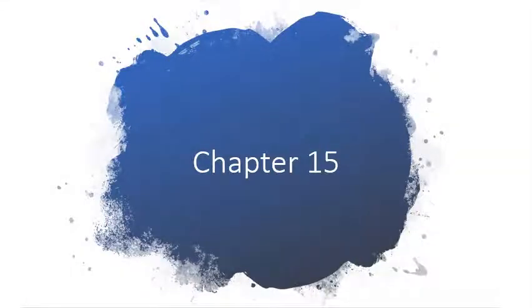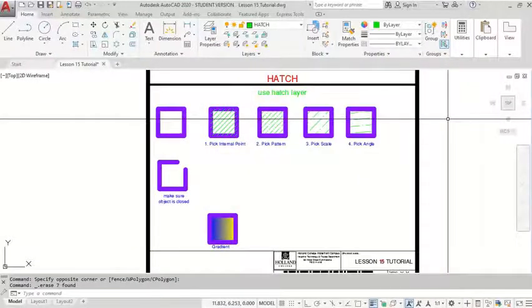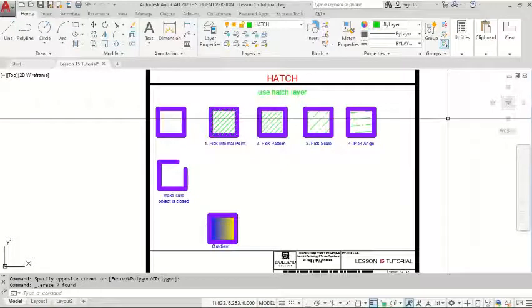This is the tutorial for Chapter 15 in your Beginning AutoCAD workbook. Okay, so for Chapter 15, our objective is to place a crosshatch pattern in a boundary, fill an area with a solid fill, add gradient fills, and make changes to existing hatching.